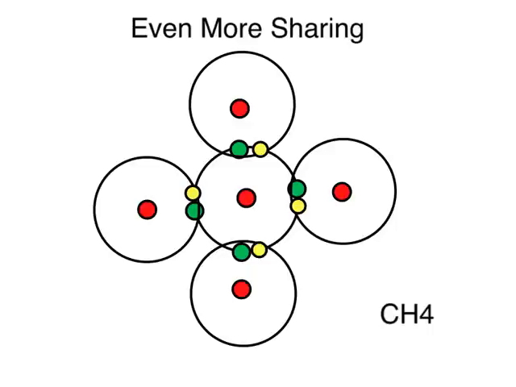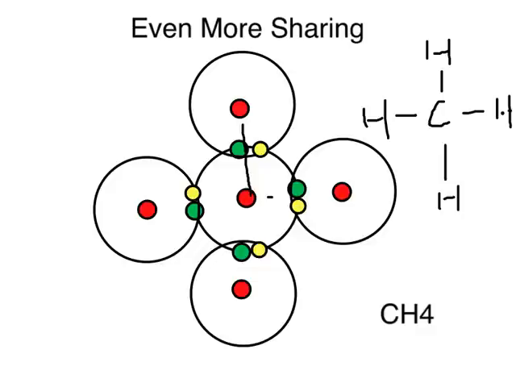Okay, and we can draw methane, and this is what you will have done in C1. We can draw H, C, H, H, H, and we can see that these bonds come from here, from here, from here, and here.